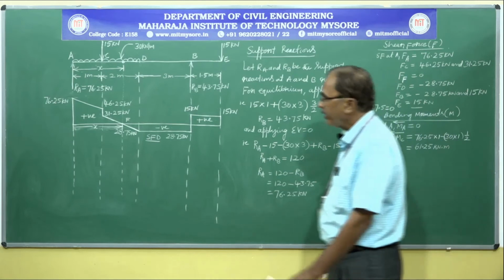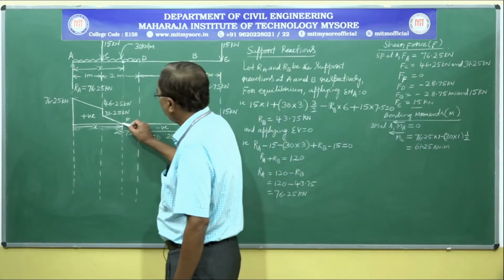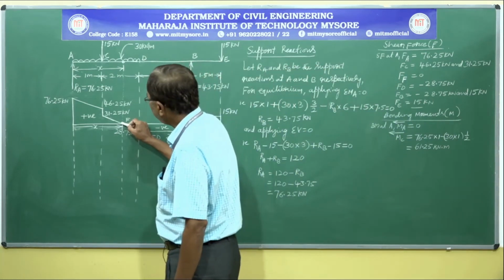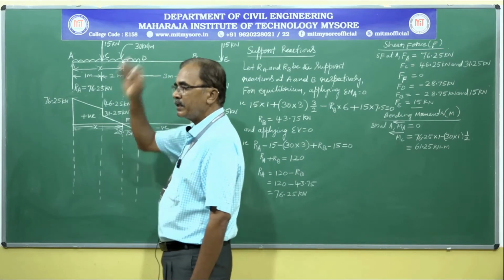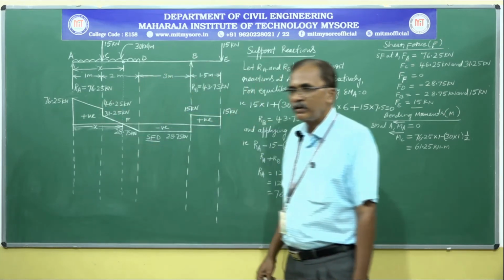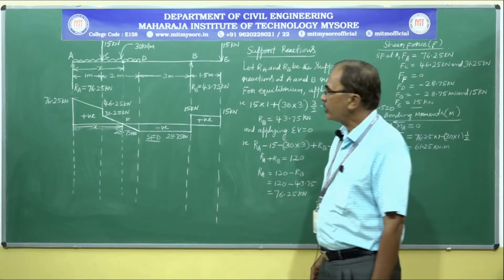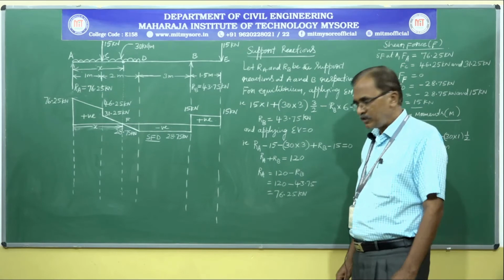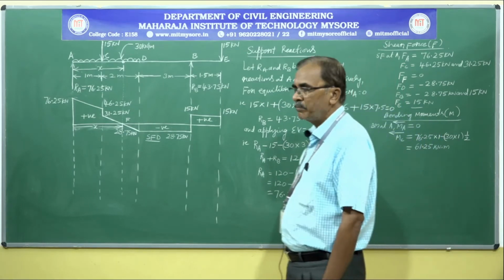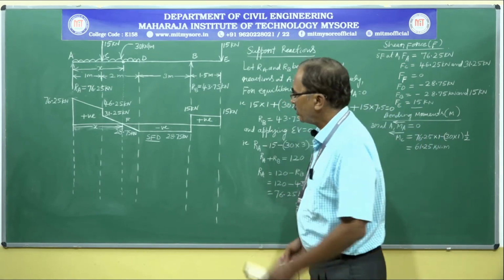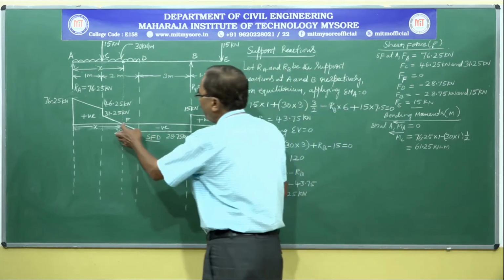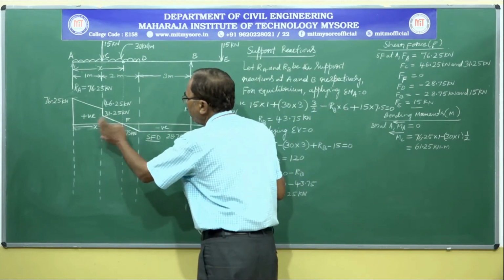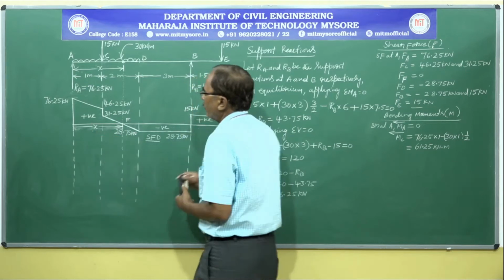Next point is point F. We need to calculate it at this salient point also, and we already discussed that in the previous problem. Wherever shear force changes from positive to negative, the bending moment may be maximum or minimum. Generally it is maximum.